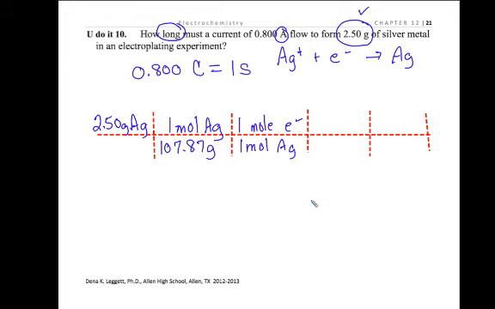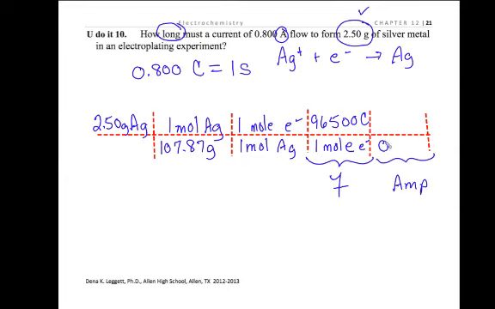Now I'm very near my world of electricity. Coulombs, Faraday's constant, remember, tells us that for every 1 mole of electrons, I have 96,500 coulombs of charge. Now I can use my amp, and an amp tells me that I have 0.800 coulombs for every 1 second. And I got 2.80 times 10 to the 3rd seconds.